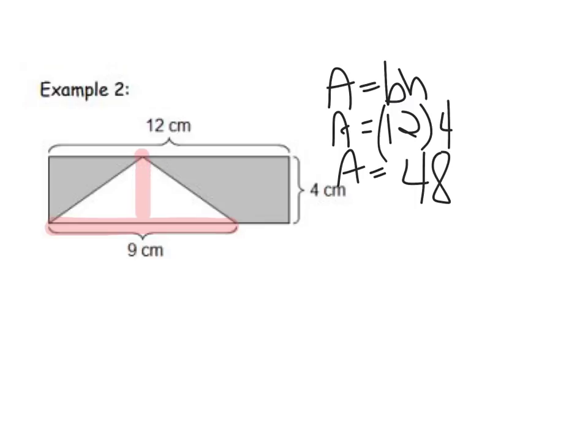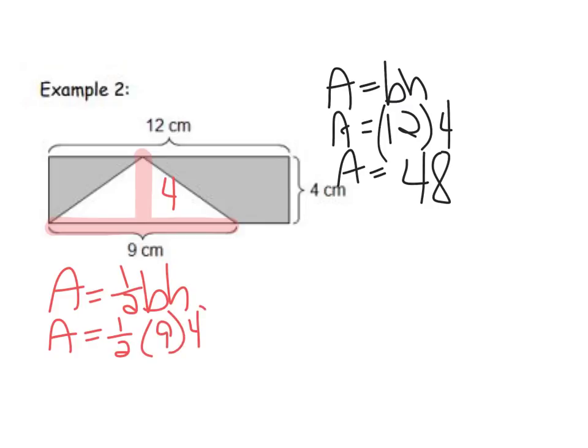Because if you look at that, that would be the height, which is the same as that. Okay, so it's going to be 4. So now, to do the triangle, we do A equals half of the base and the height. So we do half of 9 times 4. 9 times 4 is 36, and half of 36 is 18.